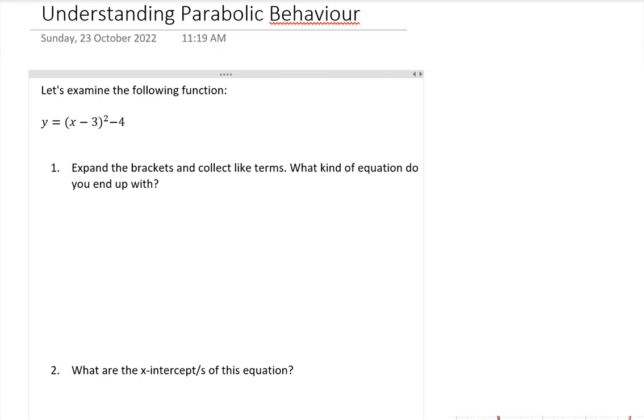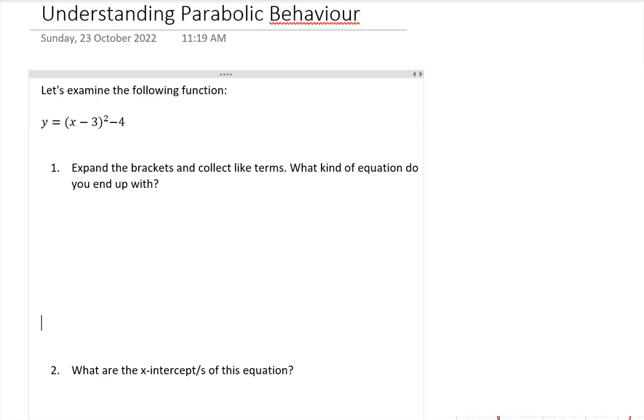Today we're going to examine parabolic behaviour. We're going to link to work that we've covered previously and also show how we can move forward and hopefully have a better way of actually graphing some of the equations that we've been working with.